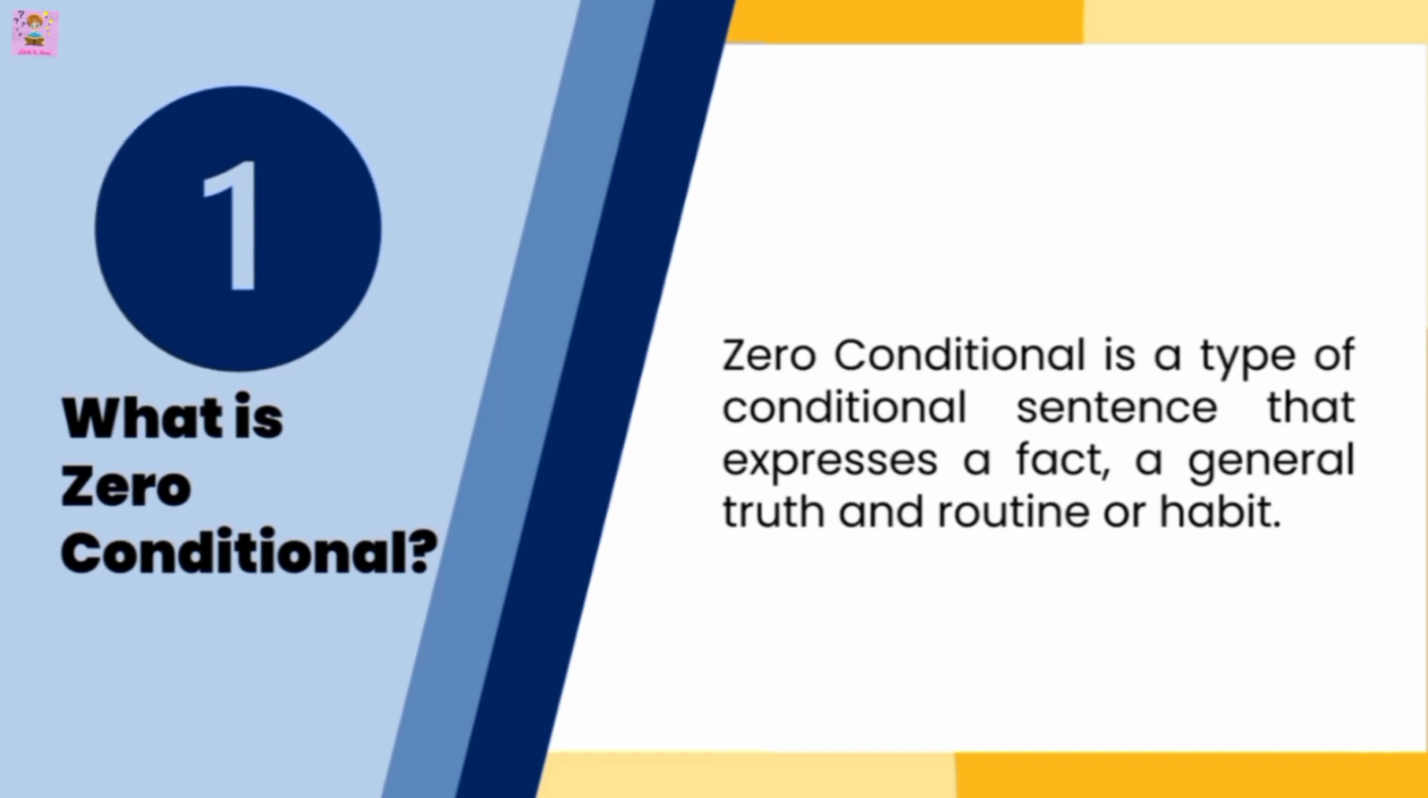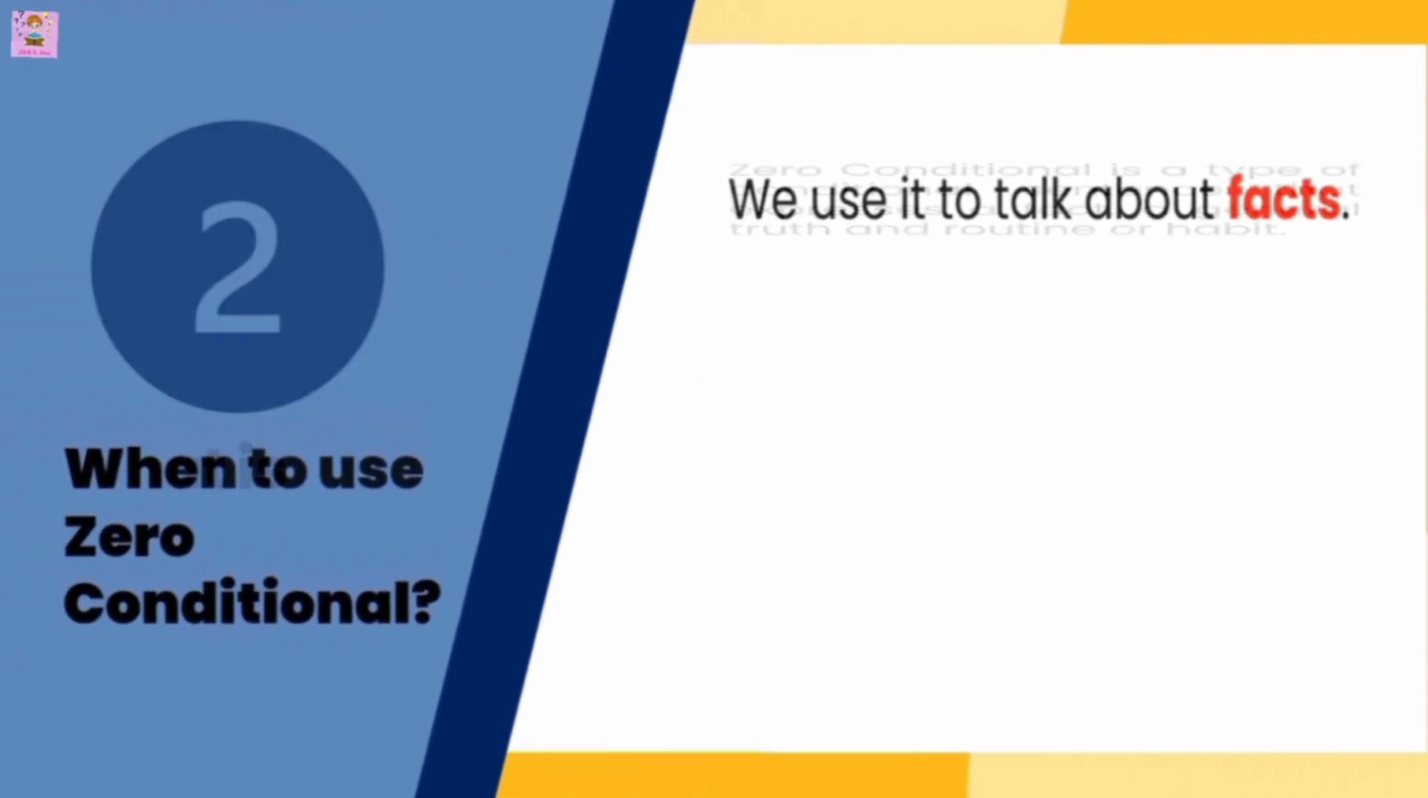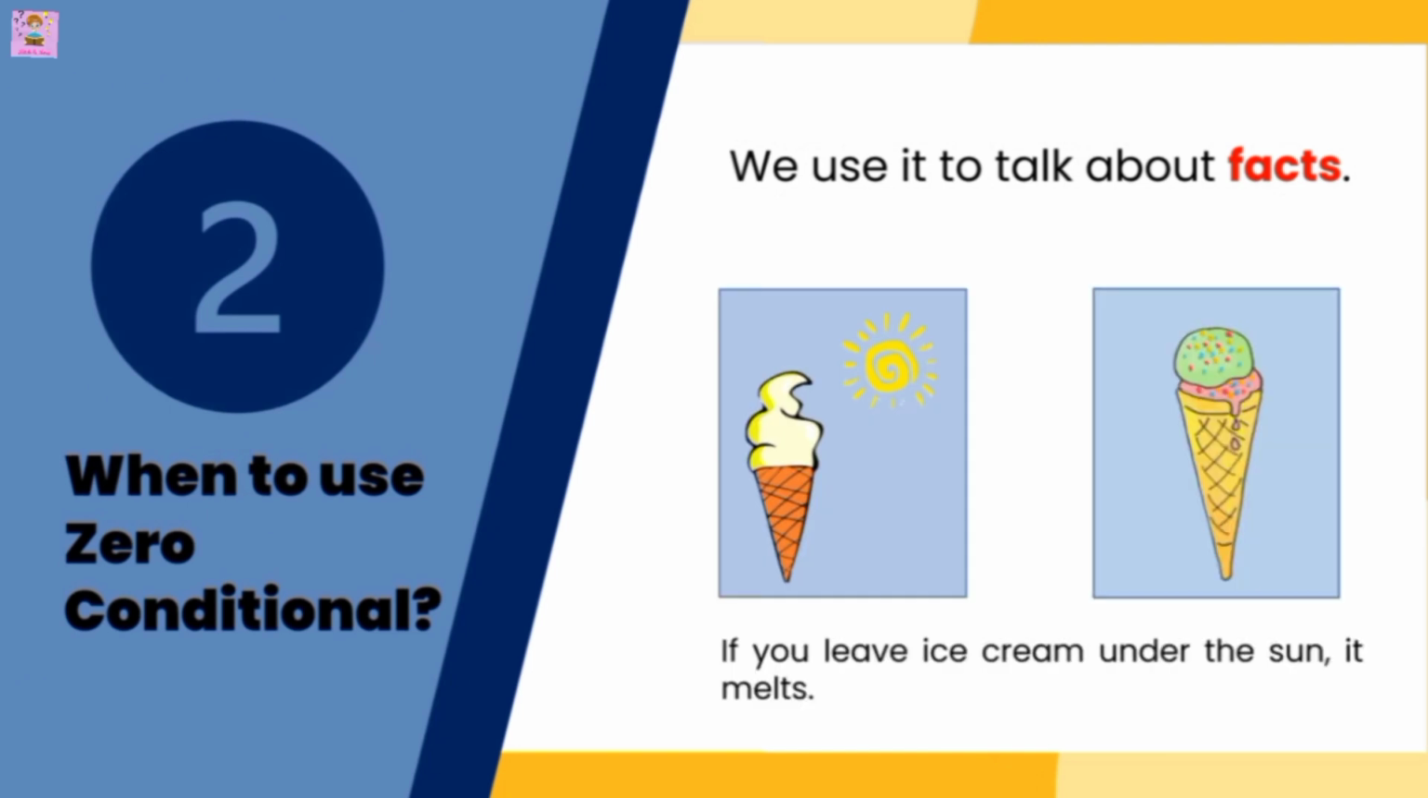When do we use zero conditional sentences? We use them in various situations. First, we use zero conditionals when we talk about facts. For example, if you leave ice cream under the sun, it melts. This statement is a straightforward example of a zero conditional because it conveys a truth that applies in all situations. Whenever ice cream is left under the sun, it will always melt. There are no exceptions to this rule.